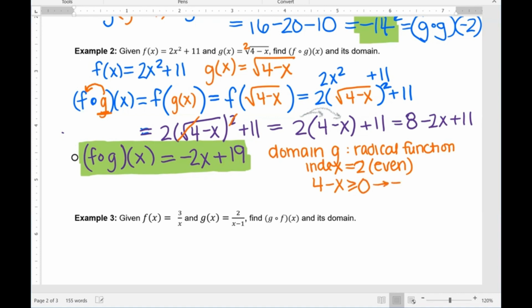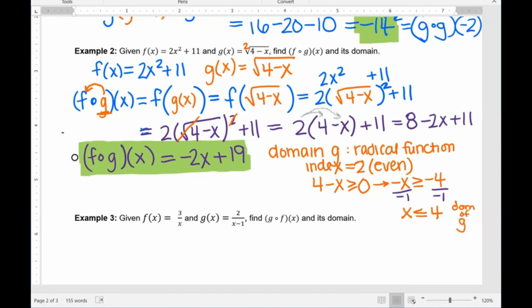When we do this, we would get negative x greater than or equal to negative 4, because we subtract the 4 from both sides to move it over. And we're not done yet because the x is not by itself. You will need to divide both sides by negative 1. But remember, whenever you multiply or divide by a negative, we need to flip our sign. So we get x is less than or equal to 4. Again, this is our domain of g.